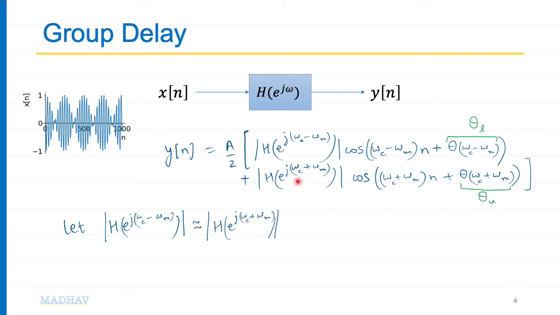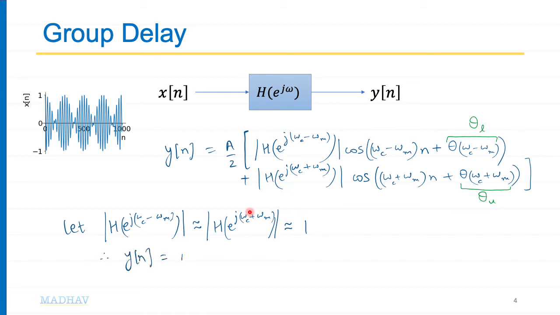We have assumed that omega m is small, and if my LTI system's magnitude gain is continuous, and omega m is very small, then these are approximately same. Now we can take them out, and what remains is just the cosine terms. This is a constant, not of interest for our discussion, so let us put it equal to 1. Even if it is some other value, doesn't matter.